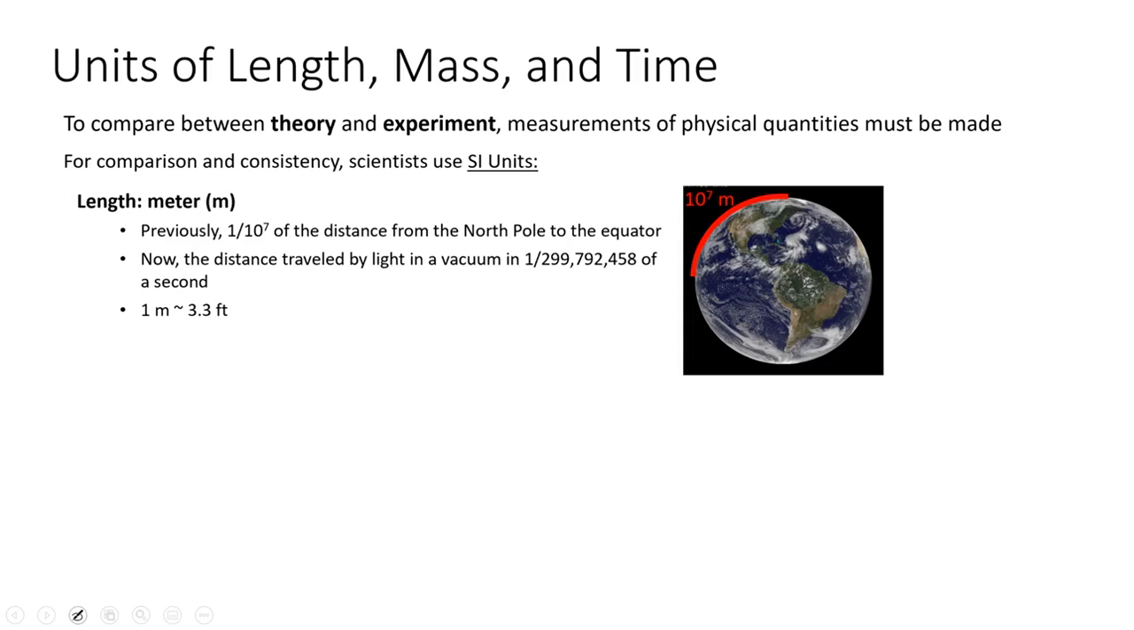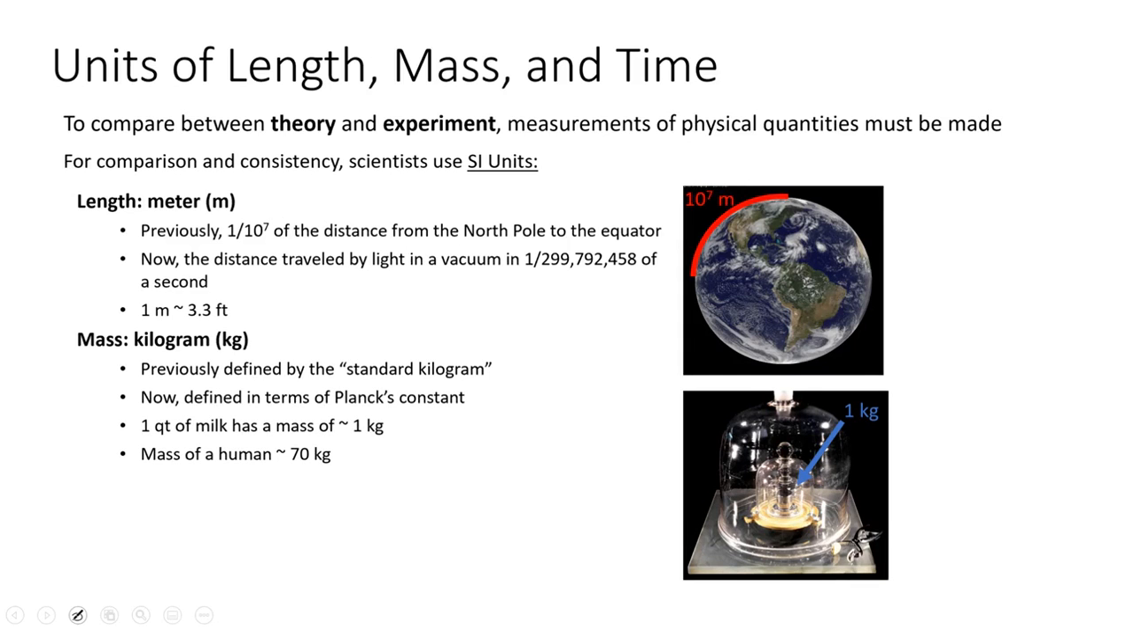So the SI unit of length is the meter. Previously, this was measured as a relationship between the equator and the North Pole. Now it's measured more accurately by a relationship to the speed of light. And just for reference, 1 meter is about 3.3 feet.